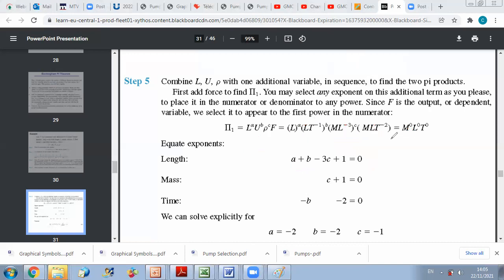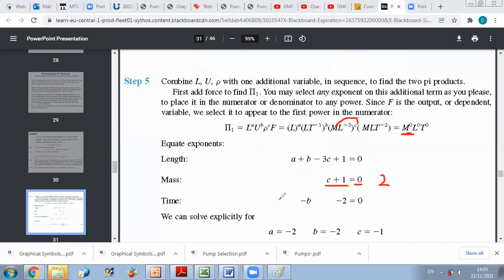The second equation will be by comparing coefficients of M. We have from this side M to the power C times M to the power 1, meaning C plus 1 equals 0. This is equation number 2.